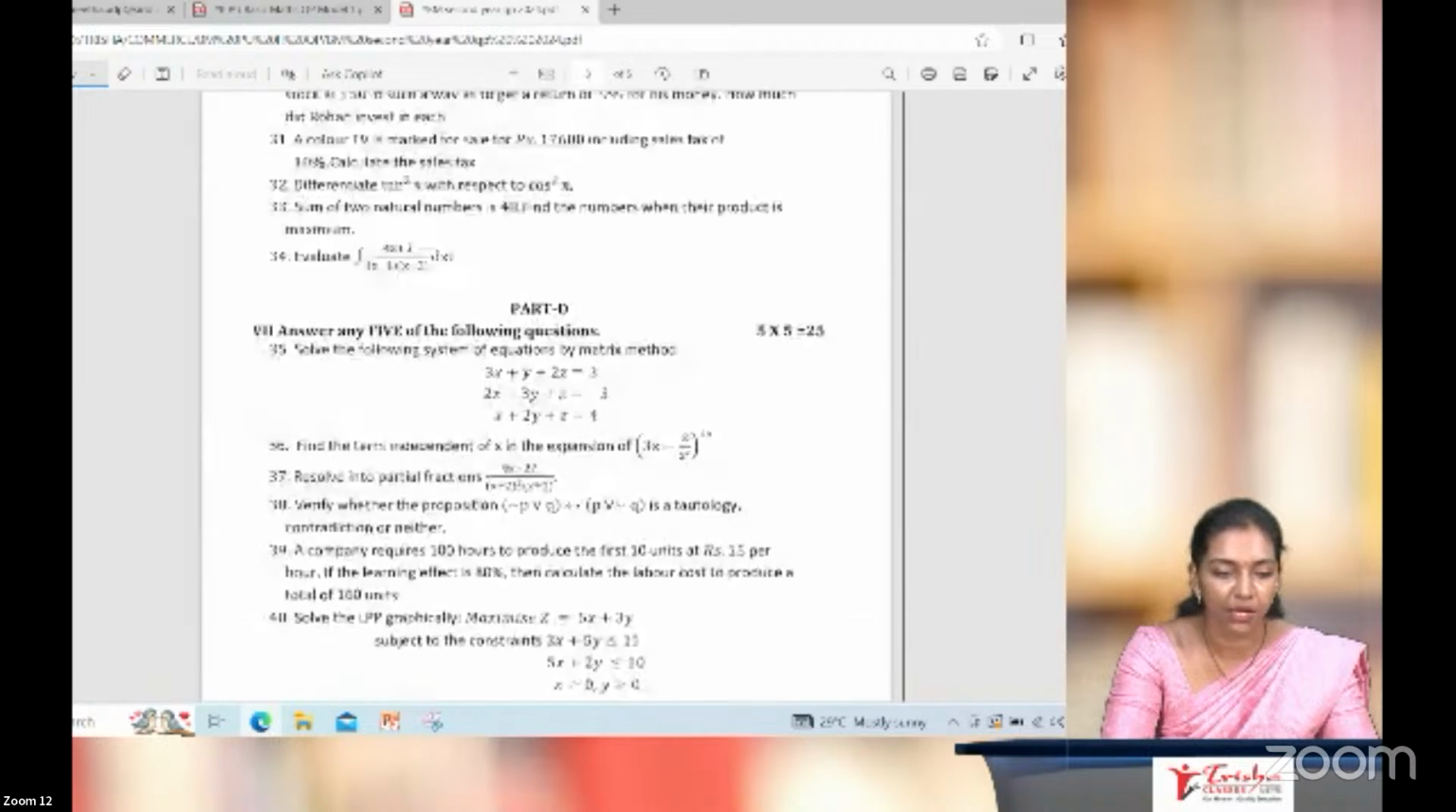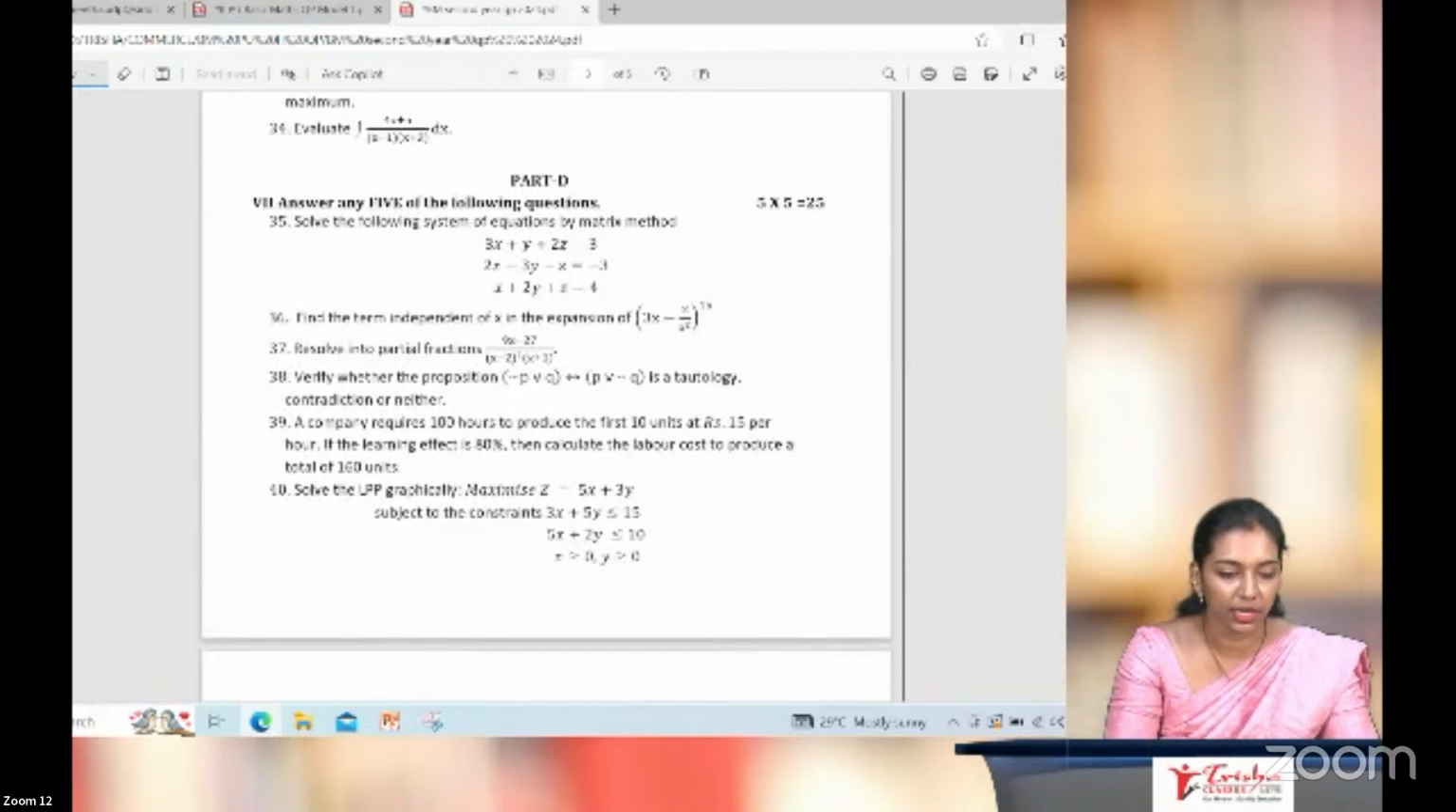Okay, next coming to the part D. Here they have made these questions fixed. That is the 35th question. You are going to get the question from the matrices chapter, that is to solve the following system of equations by matrix method. By matrix method itself, the question is going to come. That is the 35th question.